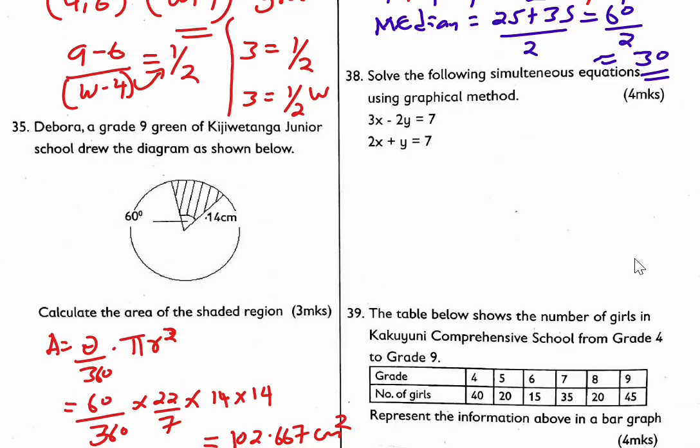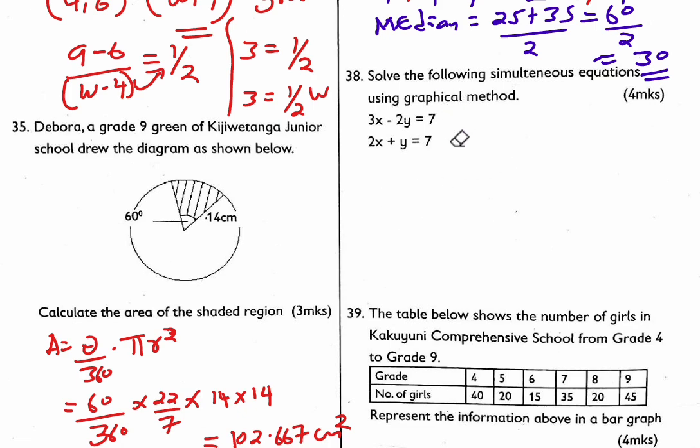Number 38. Solve the following simultaneous equations using graphical method, 4 marks. Therefore, we are going to use a graph to solve this. We're going to make a table for each equation, a table for the first equation and also a table for the second equation, and then we draw a plot. The point of intersection of the lines will be the solution to the simultaneous equations.